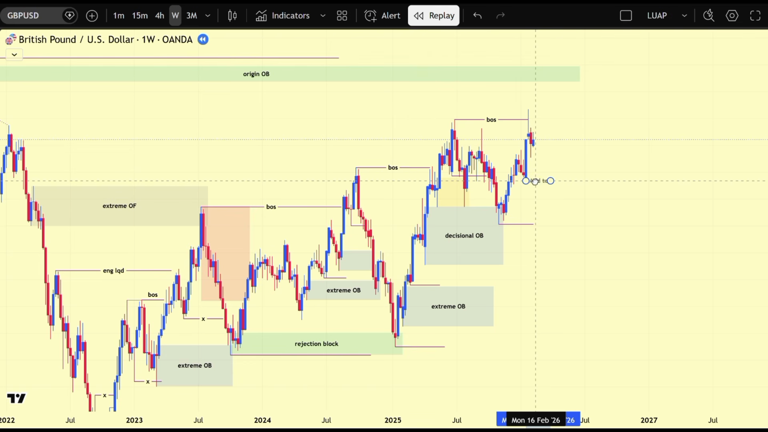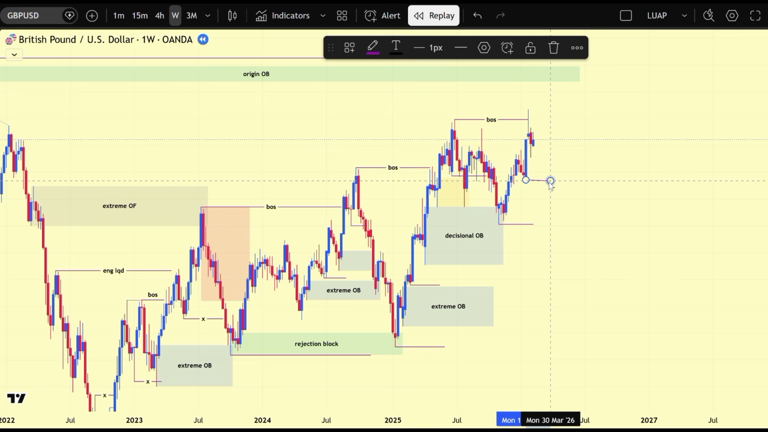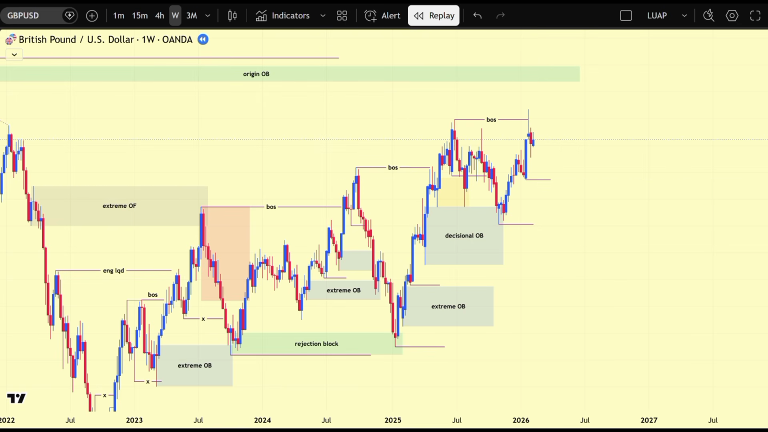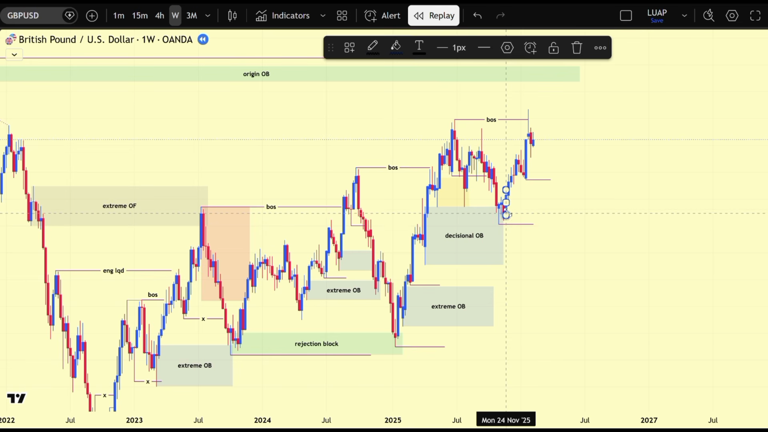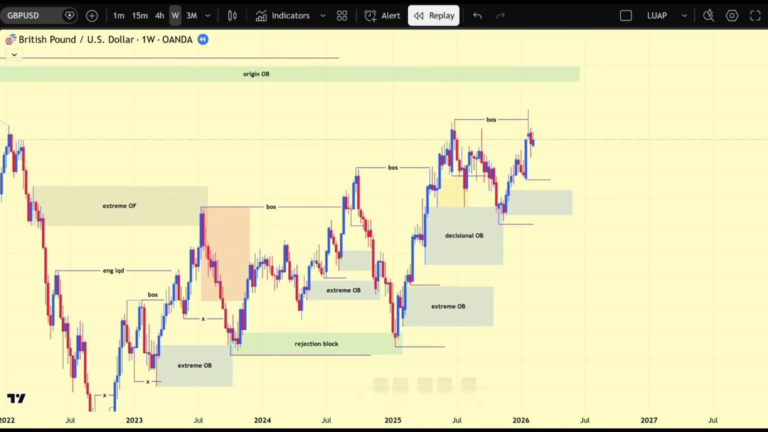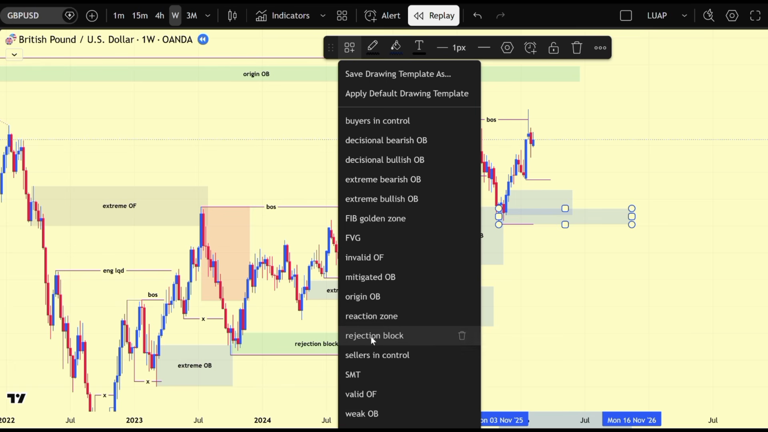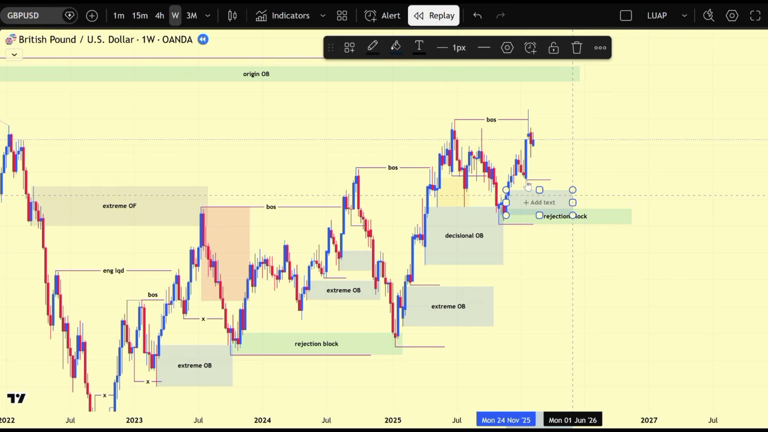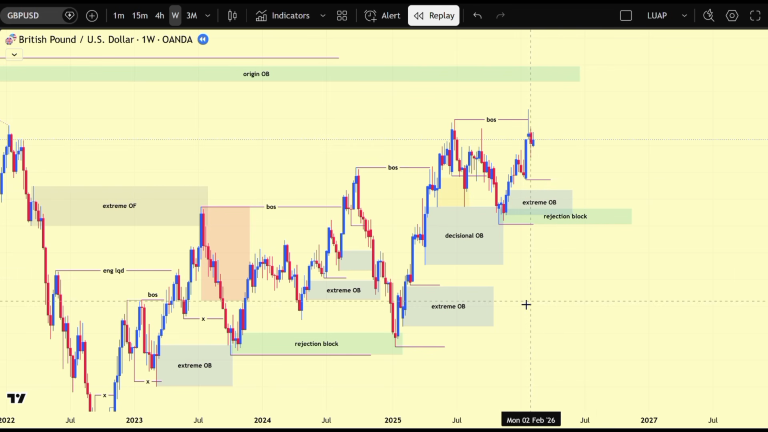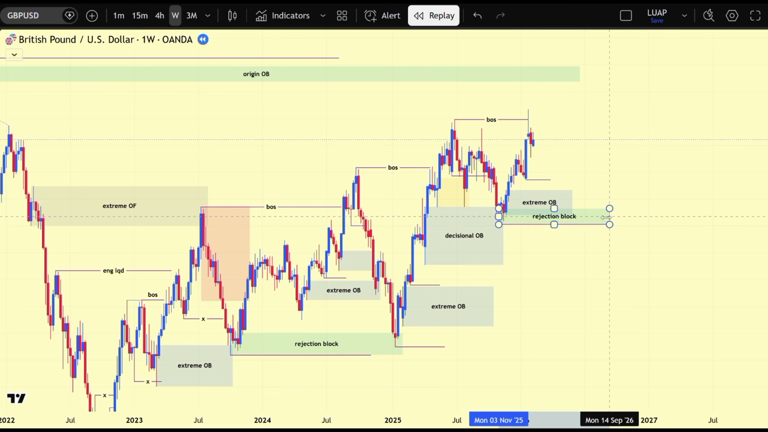So exactly right there we have our minor inducement. Price has, okay, so there's the minor inducement, and of course I can clearly see where the extreme is. It's actually here, and of course it's overlapping with the rejection block, which is exactly right here. So there we have it, our rejection block. So we have the rejection block and we have the extreme order block. The extreme bullish order block. This here is the inducement, in that case minor inducement. Our low then will become our major inducement.